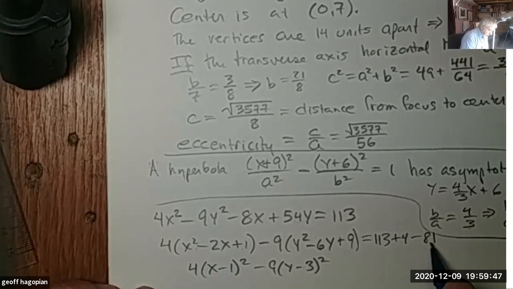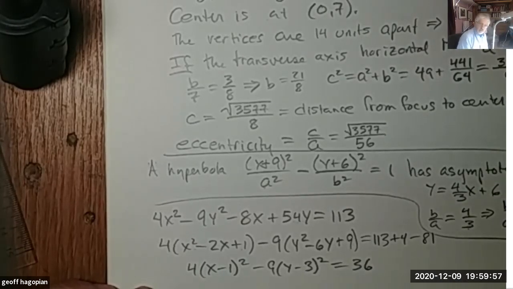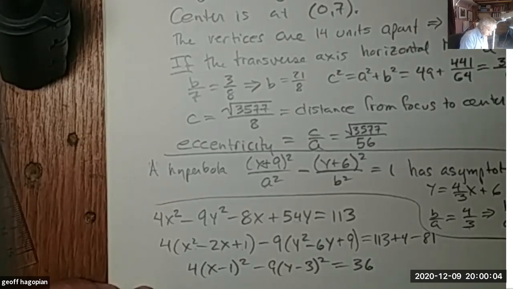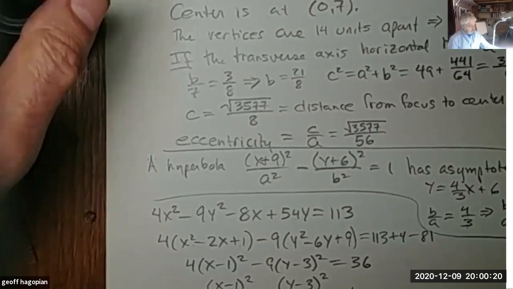What is this over here? 117 minus 81 is 36, I think. Okay, so that's nice. It comes out to a nice perfect square. Yeah, so we can divide both sides by 36 and see here's standard form. So this is 4 over 36 is 1 over 9, and 9 over 36 is 1 over 4. So this one worked out nicely, right? Oops, sorry, not visible.